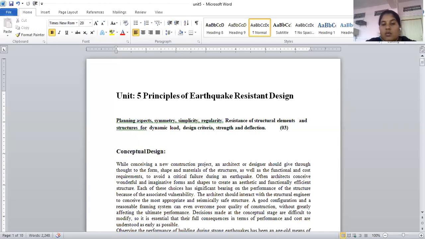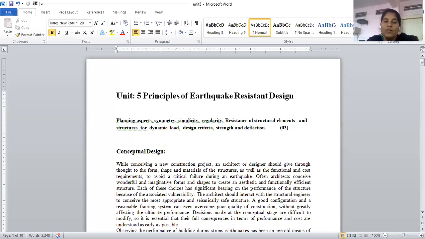Whatever these planning aspects are, we have to understand them before planning the building. We have to apply this practical knowledge about the planning aspects and the principles of earthquake resistant building at the start, before construction. We also have to use the design criteria, as far as the practical knowledge on the construction side. Okay, so we see the syllabus.